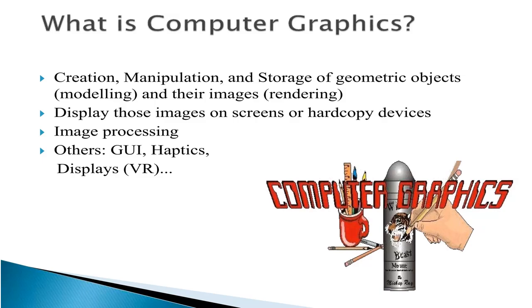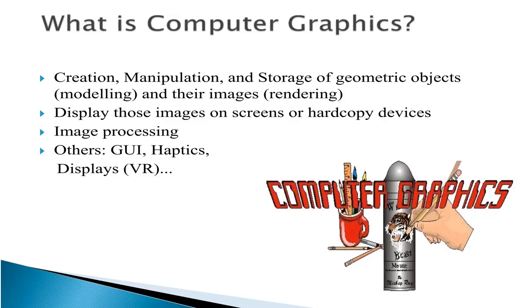Geometric objects are shapes and figures that are defined by coordinates such as points, lines and polygons. Geometric objects can be described using coordinates and so on. So modeling and image rendering. Let's take a look at the next one, which is displaying those images on screens or hard copy devices.